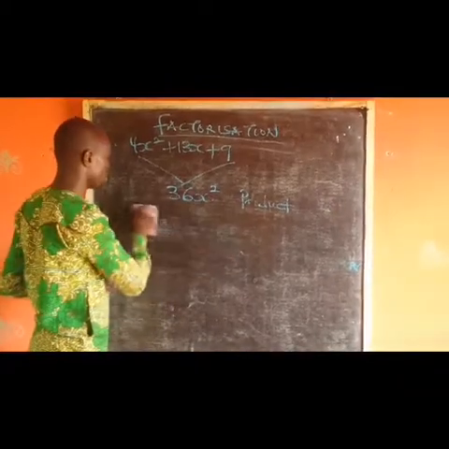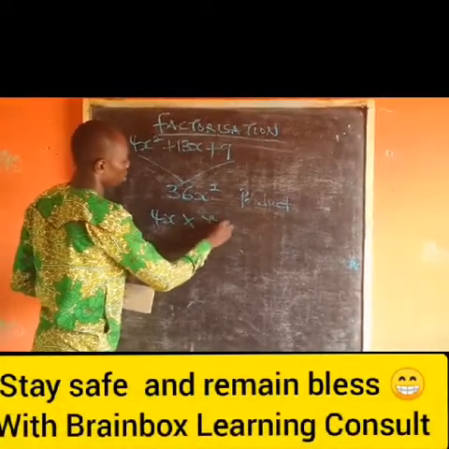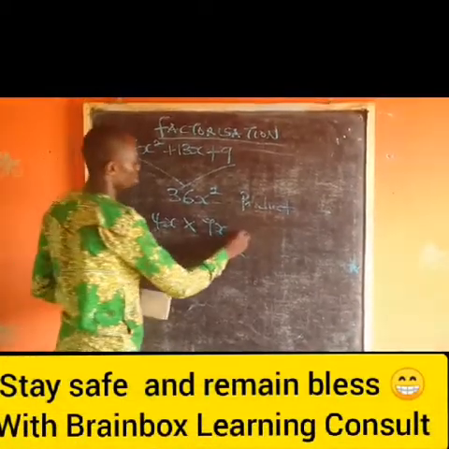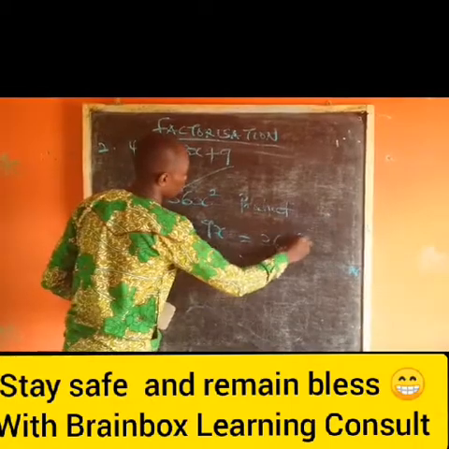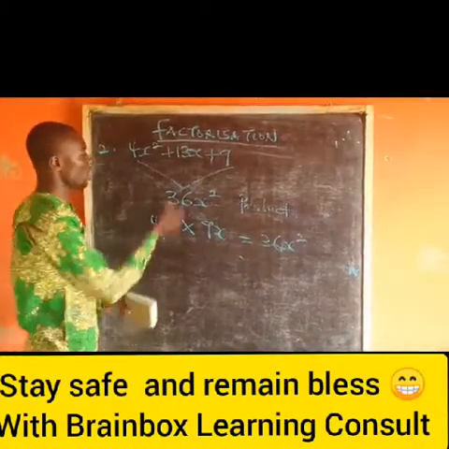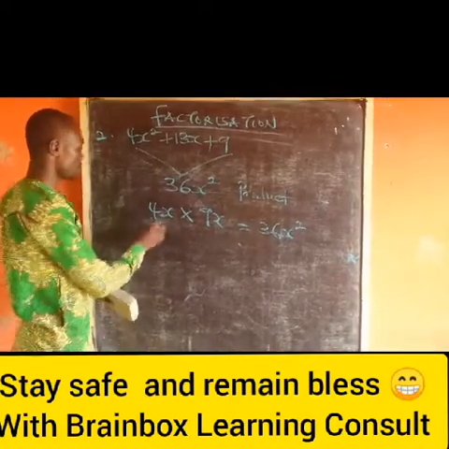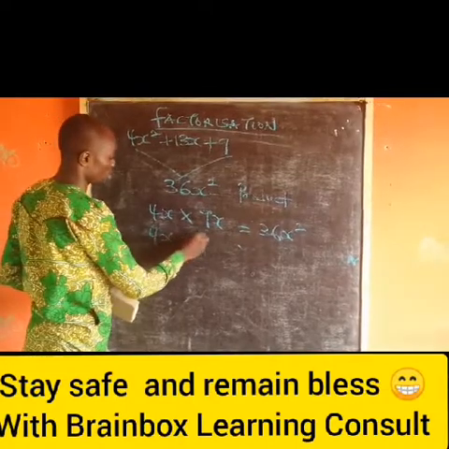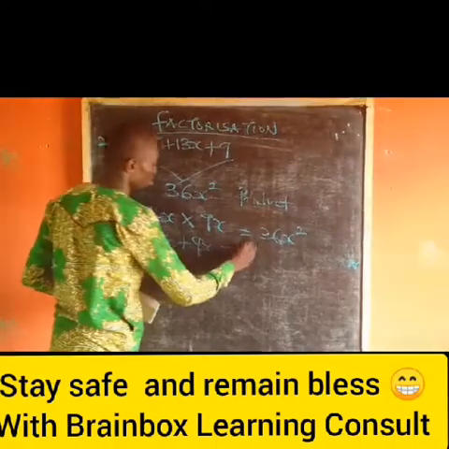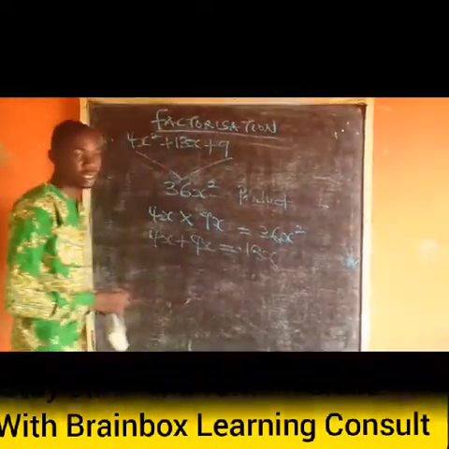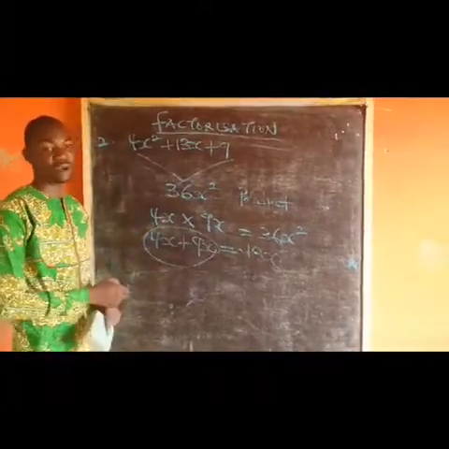Or rather, we can say it is 4x times 9x. 4 times 9, we have 36. x times x, we have 36 what? x squared. So let's add them. Let's see whether we are going to have the coefficient of the second term. 4x plus 9x, we are going to get 13 what? x. Now this is what we will use to replace the second term.